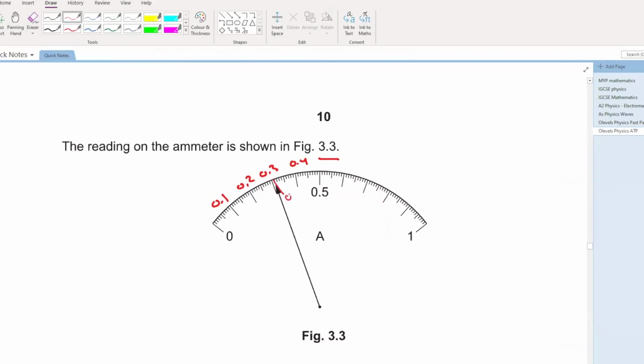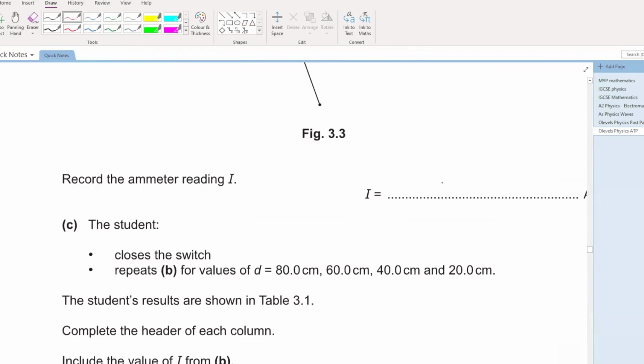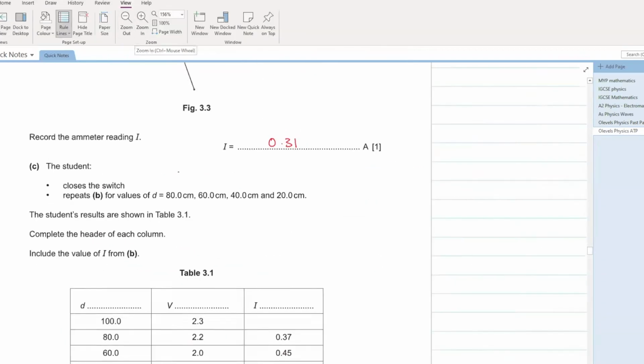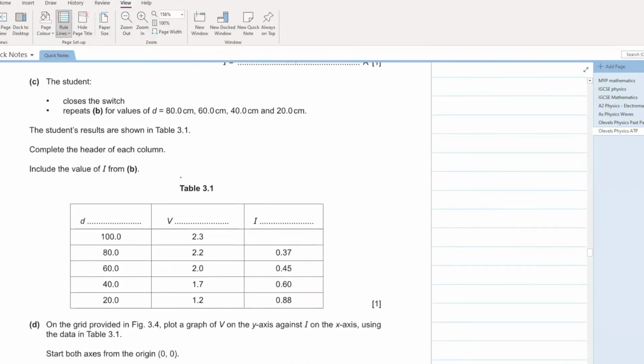At this value, this will be what? 0.31 ampere. Simple. This will be 0.31 ampere. You can write it here. 0.31 ampere is your reading of the current. Perfect. The student closes the switch, repeats B for the values of D 80 centimeter, 60, 40 and 20.